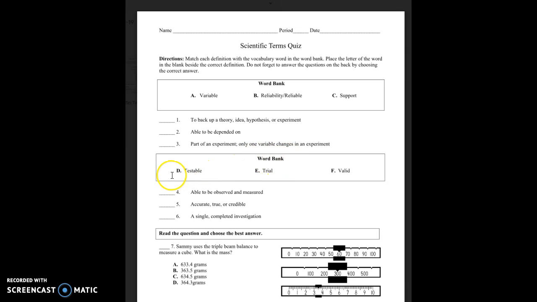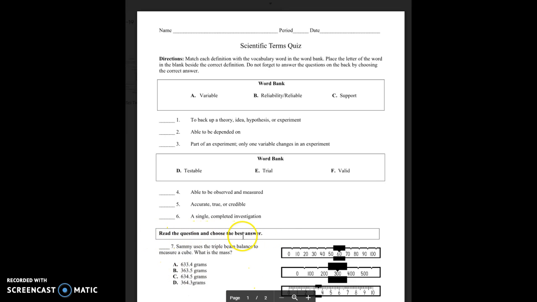Word bank. D. Testable. E. Trial. F. Valid. Number 4. Able to be observed and measured. Number 5. Accurate, true, or credible. Number 6. A single completed investigation.